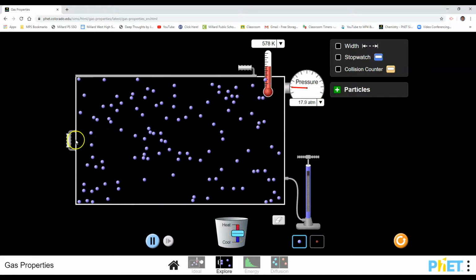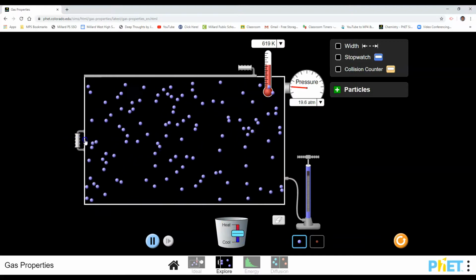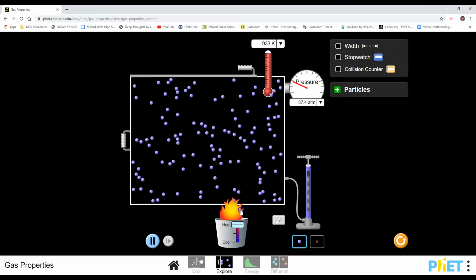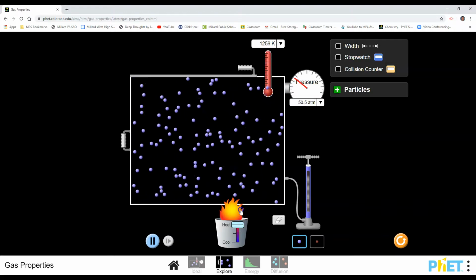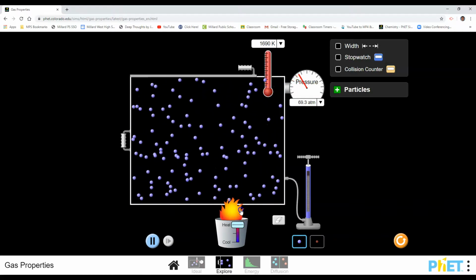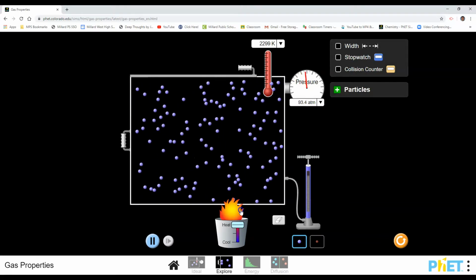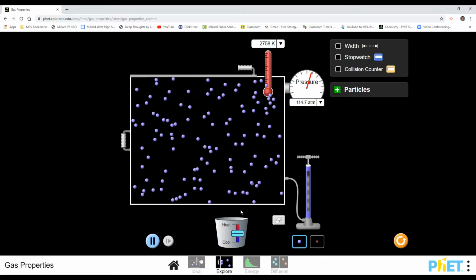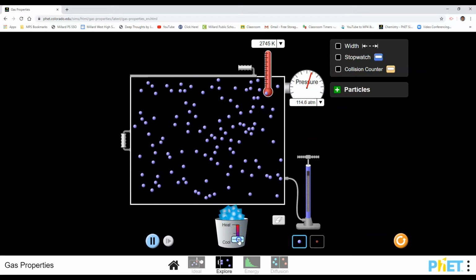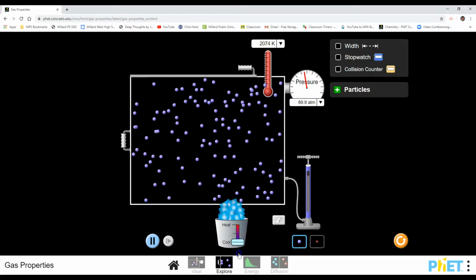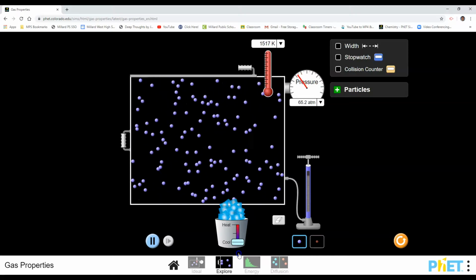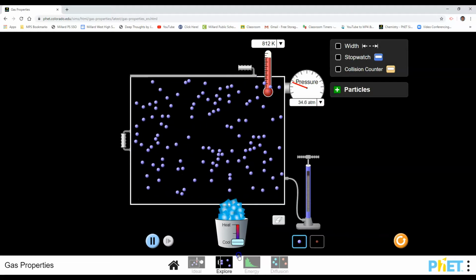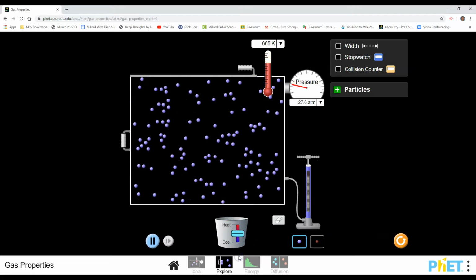Here, let's look at temperature. Okay, let's say I'm going to heat it up. I'm going to put some flames on it. Notice the particles are moving a little bit faster. They're speeding up. Temperature is rising. Pressure is increasing. Okay. If I put ice cubes on it and cool it down, remove some of the energy, you'll notice the pressure is going down, the temperature goes down. Okay, let's leave it here.